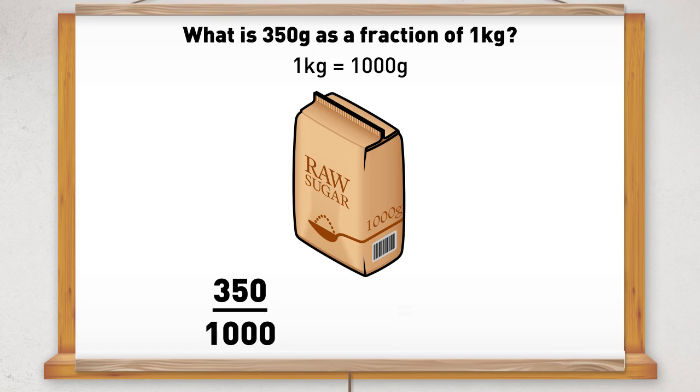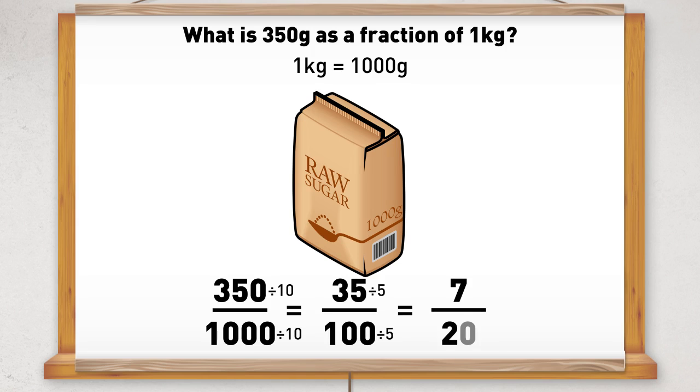Both numbers end in 0, so I can divide top and bottom by 10 to give 35 out of 100. The numbers end in 5 or 0, so I can divide top and bottom by 5 to give me 7 over 20. There are no further numbers that will divide into 7 and 20, so this is the simplest form, 7/20.